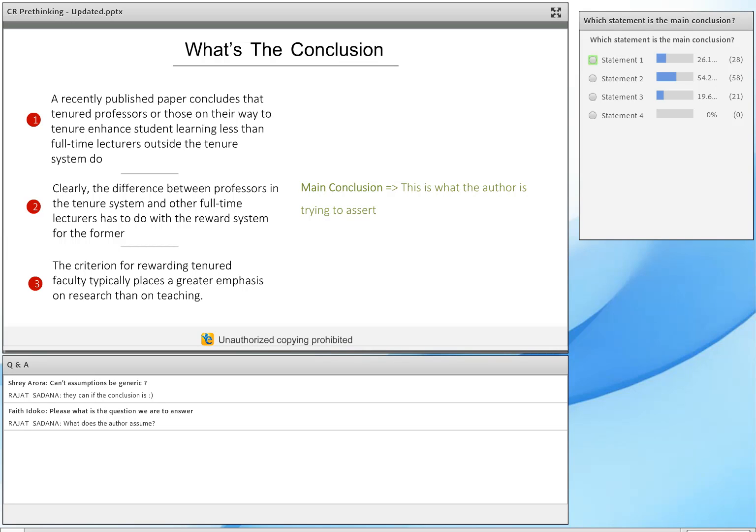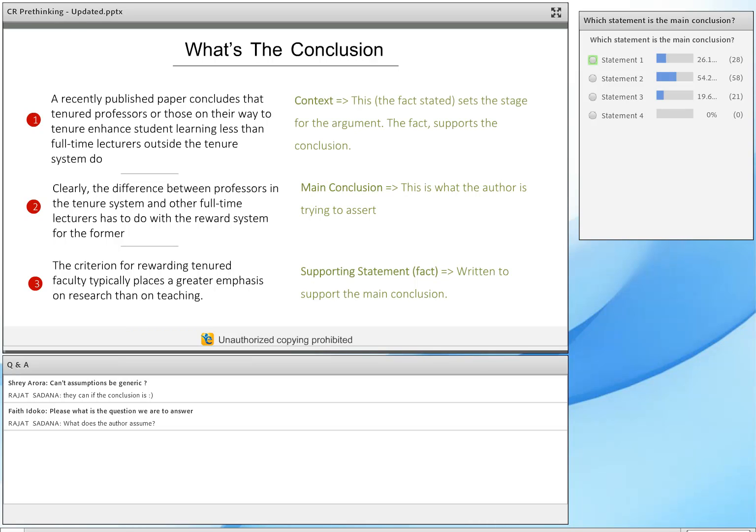Statement number 3 is written to make statement number 2 more believable. When you say the criterion for rewarding tenured faculty typically places a greater emphasis on research than on teaching, the reason why the author provides that statement is because he wants to make you believe statement number 2, which is that the difference between professors in tenure system and the full-time lecturers has to do with the reward system for the former. And statement number 1 is a data point on which the entire argument is based.